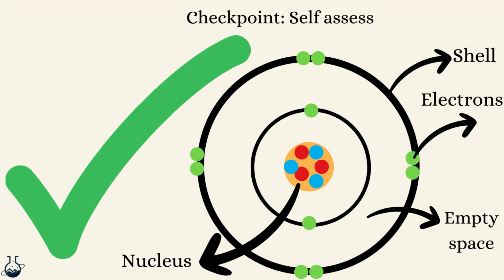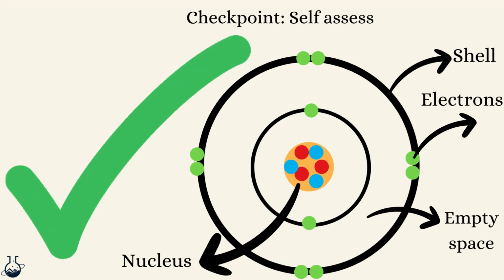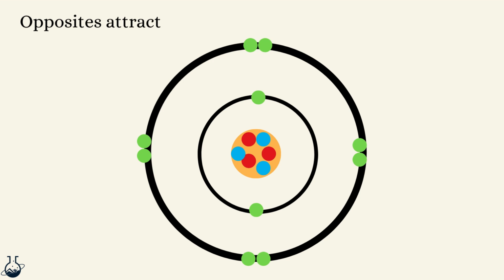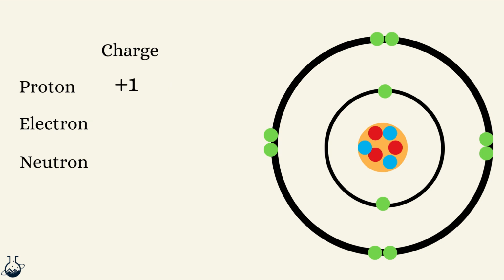Now let's take a closer look at these subatomic particles because they all have properties that make them special. They also help keep the atom together. You may have heard of the term opposites attract. Well, it's just that. It's this feature that helps keep the electrons orbiting the nucleus. So what's going on here? Let's have a look in more detail. First of all, our protons, electrons and neutrons, our pens, have charges. Protons are positively charged. We can give this a plus 1 sign.